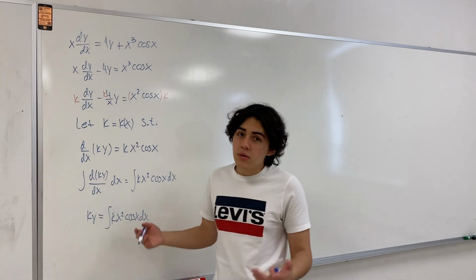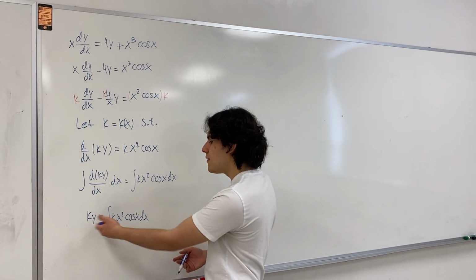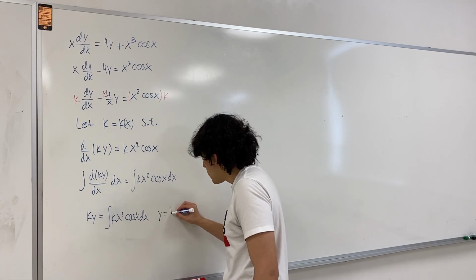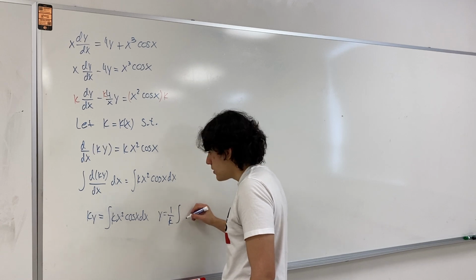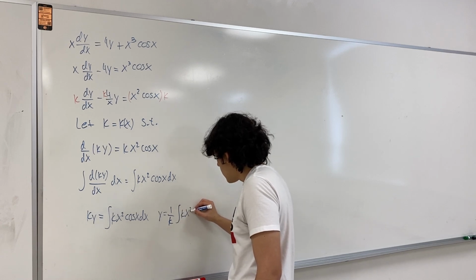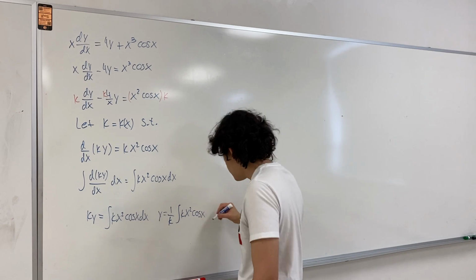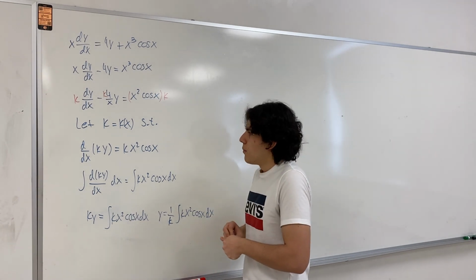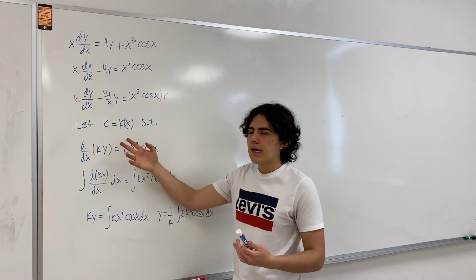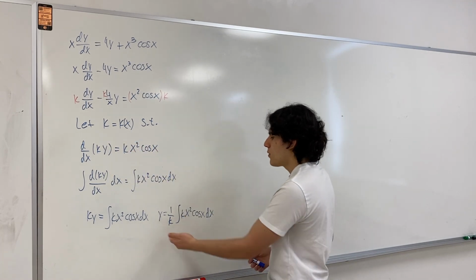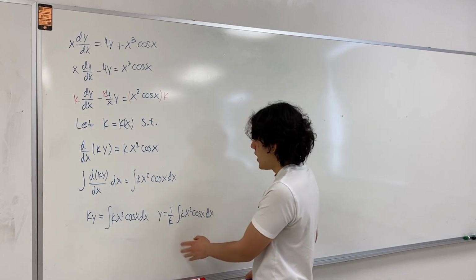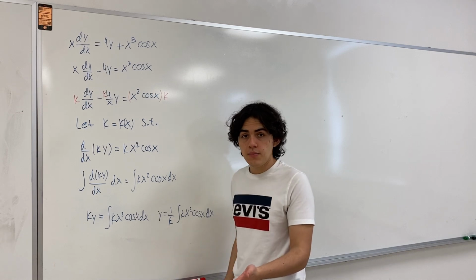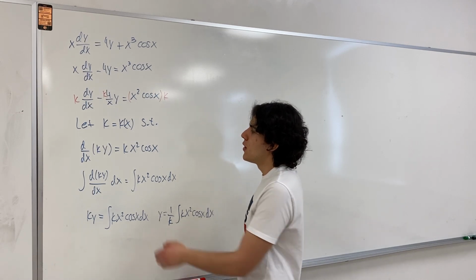So we're going to have ky is equal to the integral of kx squared cosine x dx. Now, our goal is to find y, and notice that if I divide both sides of this equation by k, I'm going to have that y is equal to 1 over k times the integral of kx squared cosine x dx. Okay? Now, by saying that we want a k such that this is true, we can write this formula. And notice that the only thing we need to do to find y at this point is to find k. And that is actually very easy to do using this equation here.